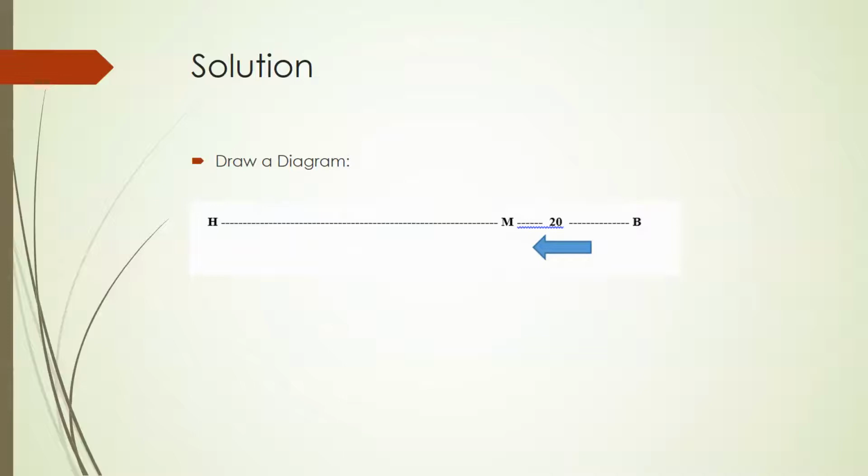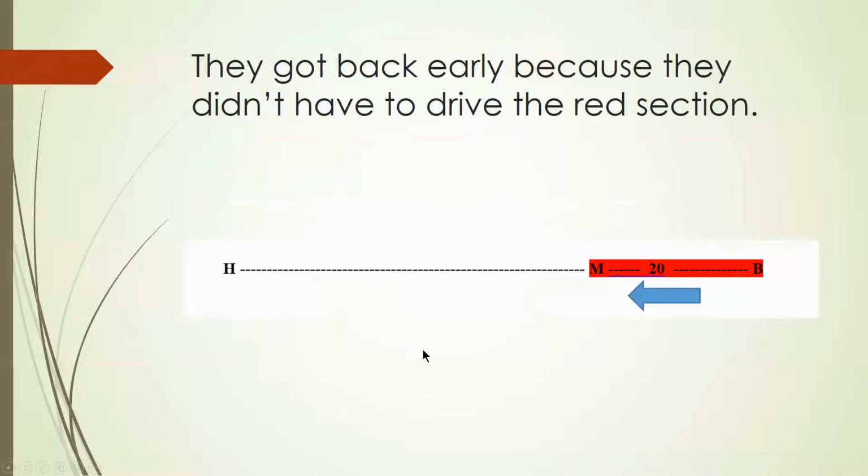Now let's look at a solution to the problem. So we draw a diagram with Carly's house here on the left, the meeting spot in the middle, and the bus station down here. We have an arrow showing that Christina walked for 20 minutes before they met. They got back early because they didn't have to drive up the red section. They didn't have to drive it from the meeting spot to the bus station, and they didn't have to drive it back.